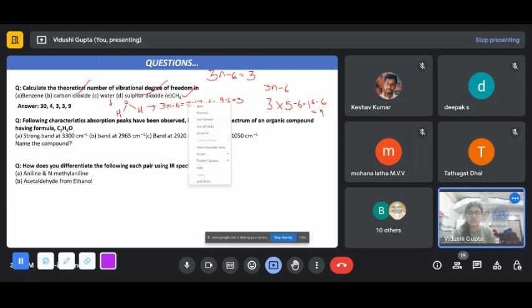So is it clear how to calculate the vibrational degree of freedom? Yes, ma'am. Okay.